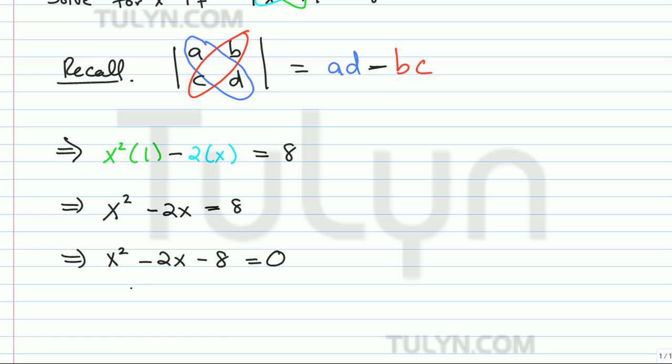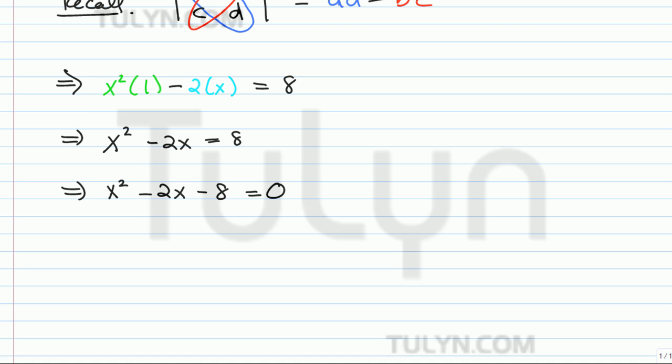And whenever you see a quadratic equation of this form, your first instinct should always be to try to factor it. So we want to look for two numbers which, when you multiply them, give you negative 8, and when you add them, give you negative 2. After a little bit of thought, you see that x minus 4, x plus 2 does the trick. So we have x minus 4, x plus 2 is equal to 0.